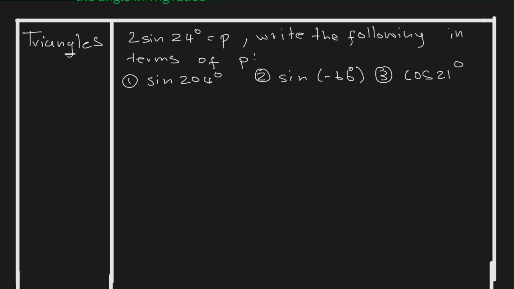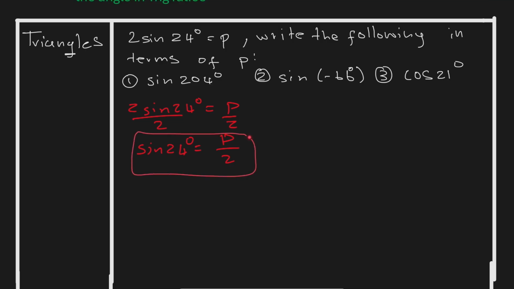The first thing that we must do, we must remember we are having this as a problem: 2 sine 24 degrees is equal to P. So we can divide both sides by 2, and then we have our ratio alone as the subject of the formula, which means we have P over 2. Now, this is given to us, so we can represent this in what? In a triangle. Which type of triangle? A right angle triangle.